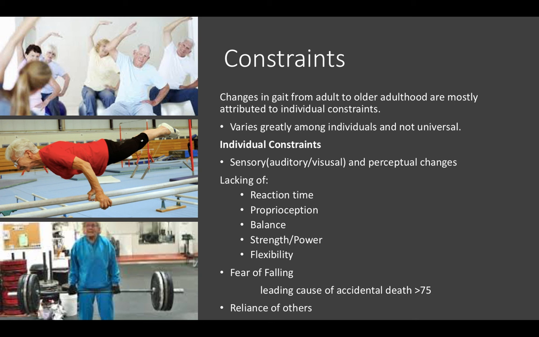Generally, older folks have a fear of falling as well due to a prior fall, and it's actually a leading cause of accidental death over the age of 75. And fear of falling can really affect someone's gait pattern because they often don't get out enough and they lose muscular strength and flexibility, and they just have that general fear, so they have that neurological connection there. And then reliance on others, they're generally relying on others for getting out and about, and sometimes that could be a hindrance or a constraint if they're not available.